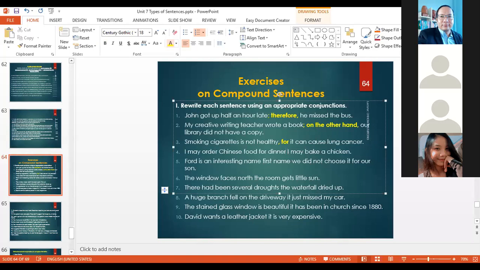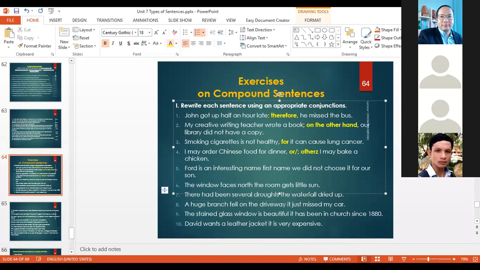Number 4, buddy. What word, FANBOYS? Or. Yeah, comma, "or". But if you don't want to use "or", we want to use a conjunctive verb, what do we use? What word means the same? Semicolon. What word? "Either"? No. "Otherwise". Okay, "otherwise". How about number 5?